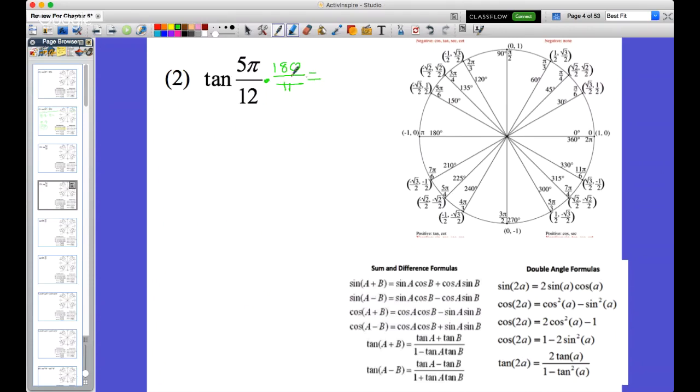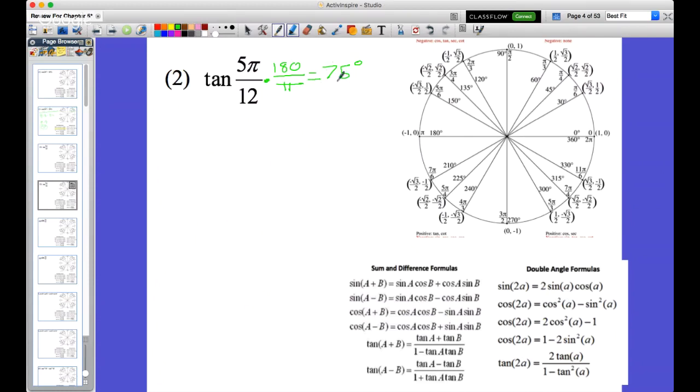When we're multiplying 5 pi over 12 times 180 over pi, that eventually simplifies to 75 degrees. How do I know that? You're just going to do 5 times 180 divided by 12 to get that 75 degrees. Now, the tangent of 75 degrees: when first identifying, is this a sum or difference formula, or is it a double angle? If it's not, like double angles, we're going to be mainly looking at these far right equations.